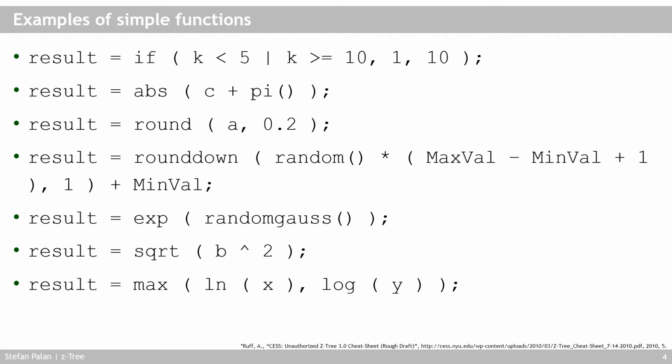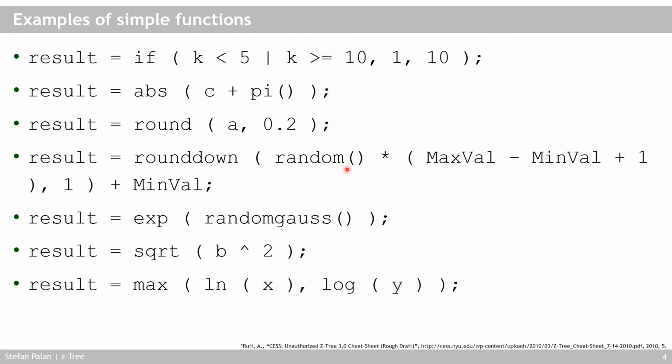So if you want to round to the nearest whole number, you would put a 1 here. If you want to round to the nearest tenth, 0.1, then you would put 0.1 here. You can also tell settree to always round down or round up by using round down or round up.